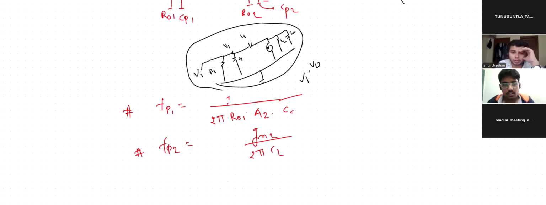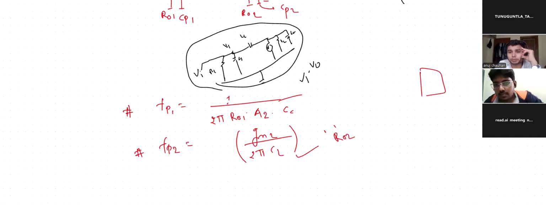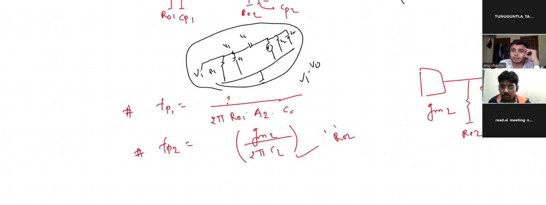How does this equivalent impedance from outside come out as 1 upon GM2? There is no term of R02 here. Sir, if you have a GM2 stage, then when you are looking from outside, this R out comes as 1 upon GM2. Why it comes that way, you have to see. R02 is here, but here it is, let's say, 0.